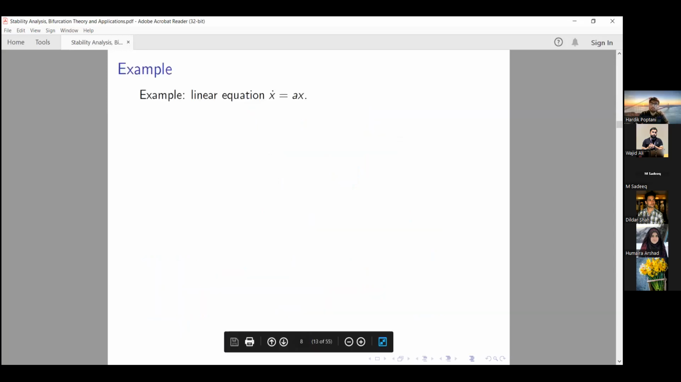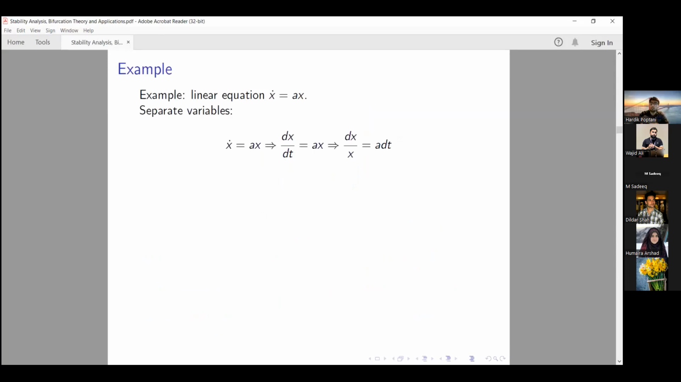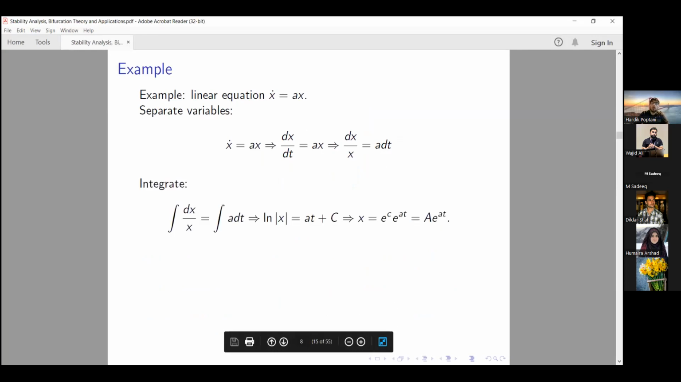So let's just look at a very simple example, just a linear equation of x dot equals a x. To find the solution, we just separate the variables. Rewriting x dot equals ax as an ordinary differential equation and separating the variables, we can integrate this to find that ln of x equals at plus c, which therefore x is equal to e to the power c times e to the power at. Since e to the power c is just a constant, we can just replace this by a.